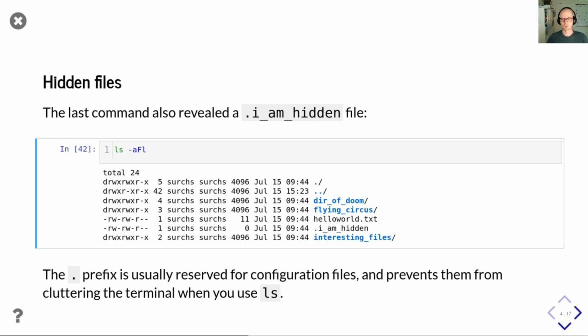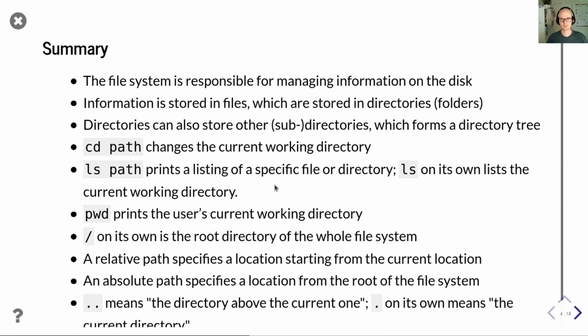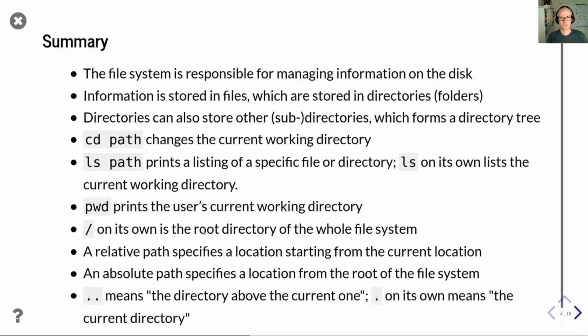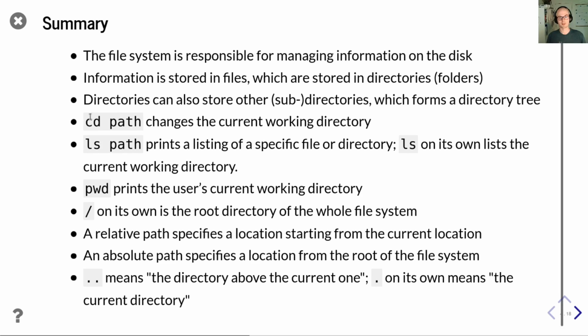Okay, so let's do a little summary. The file system is kind of the foundation of everything that is a file or a directory on your computer. Any reading and writing operation happens in the file system. And you can move between directories on your file system with the cd command. You can list the contents with the ls command. pwd tells you where you're currently at, prints it out. And then remember that the / character can be both the root directory and a separator between other directories within a path. And then we have these shorthands of .. for the parent directory and single . for your current working directory.